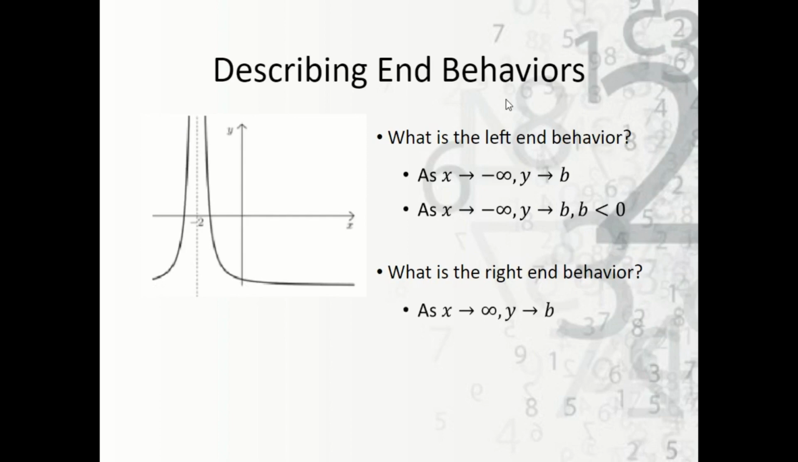Now, same thing on the right side. As we approach infinity, as we keep going to the right, we're getting flat as well, approaching some value b, where b is the same thing as on the other side. And it is also less than 0.